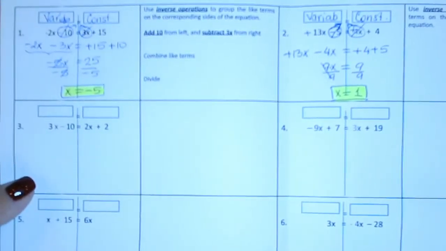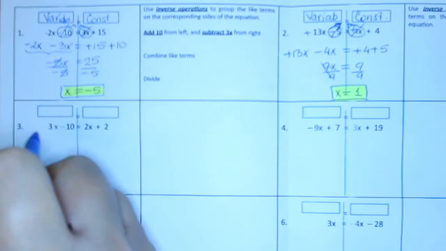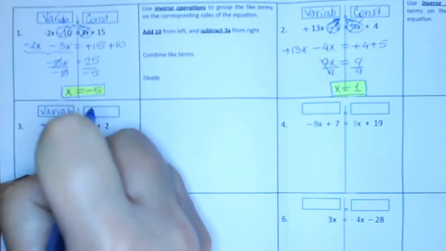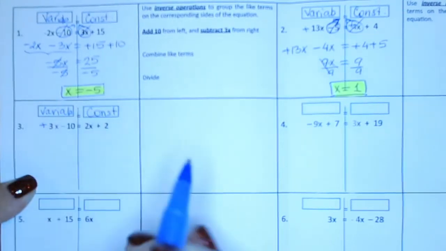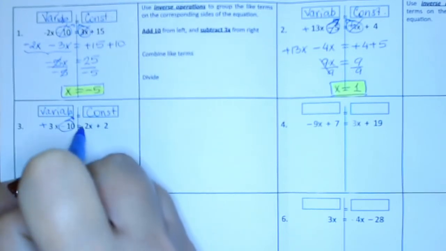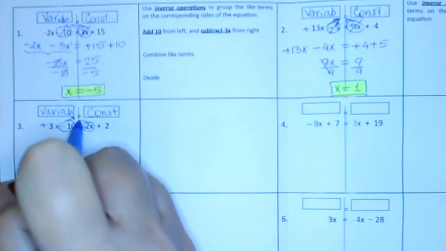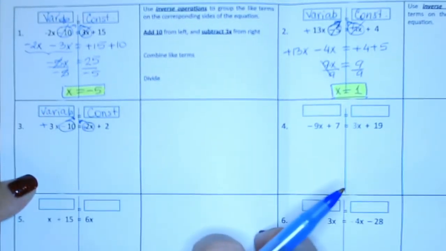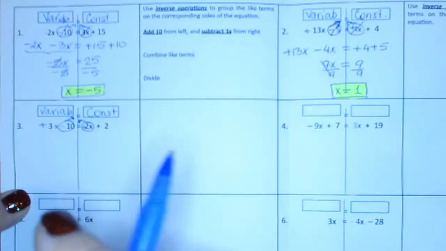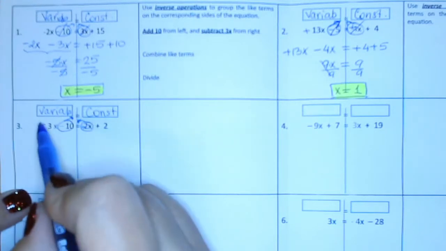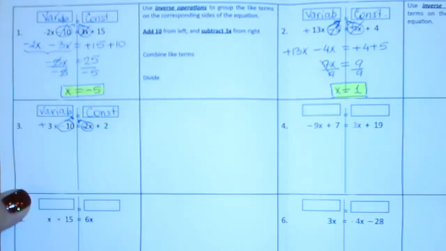Let's see another example. Positive 3x is a variable term. Constants will be on the right. So negative 10 does not belong. Positive 2x is a variable term. We'll have to throw it over the line. And positive 2 is a constant. Constant is on the right side. So the terms that don't belong are negative 10, we have to move it over, and positive 2x, we have to move it over to the variable side.